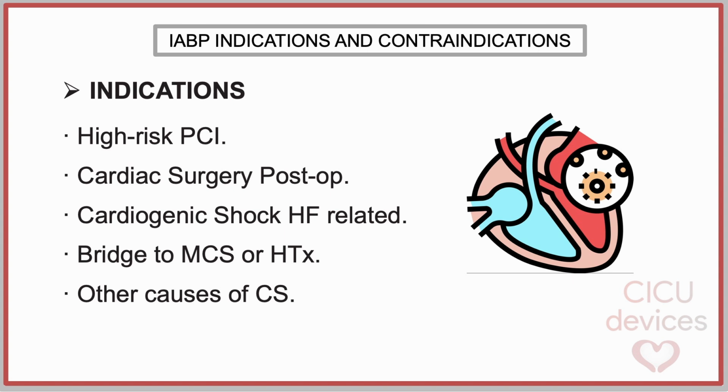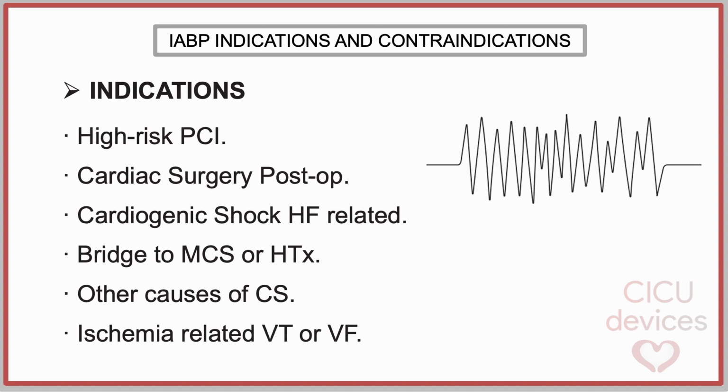Additionally, less frequent indications include acute myocarditis, peripartum cardiomyopathy, cardiac graft rejection, or myocardial contusion. Finally, intra-aortic balloon pump can also be used in cases of ischemia-related ventricular tachycardia or fibrillation resistant to medical and electrical therapy, as IABP deployment can optimize coronary perfusion and afterload, improving hemodynamic stability before ablation or revascularization.